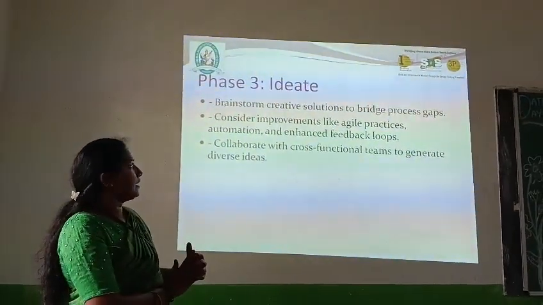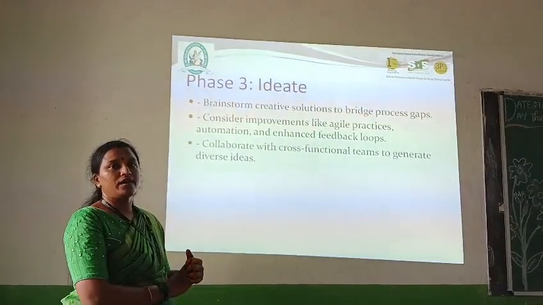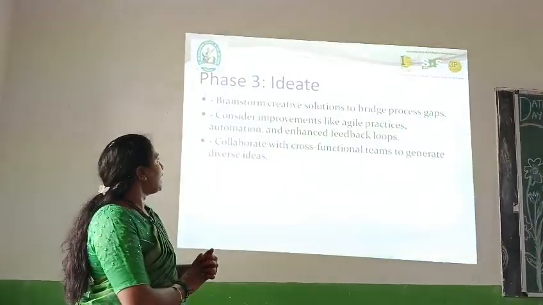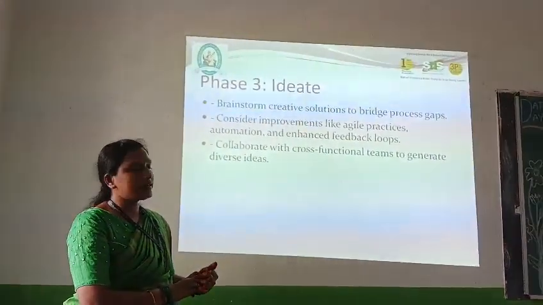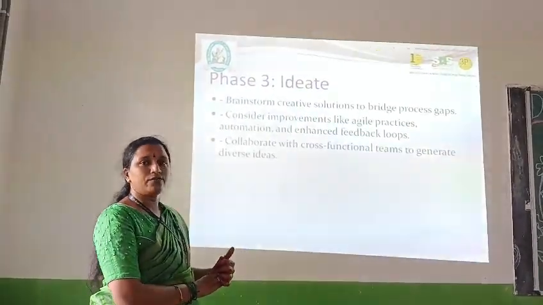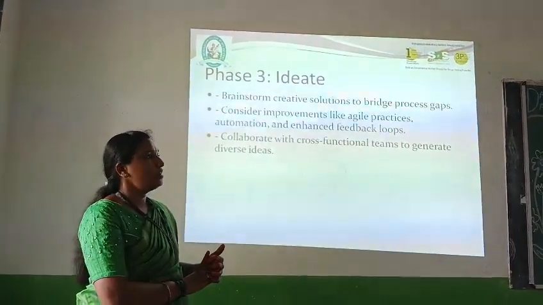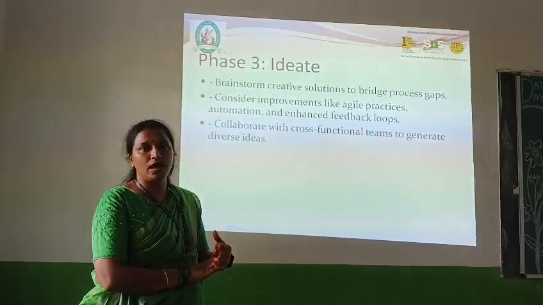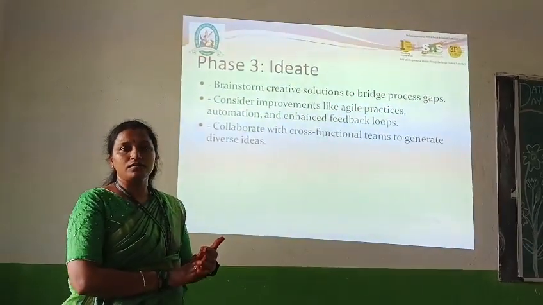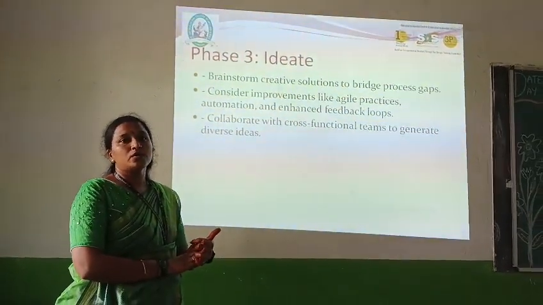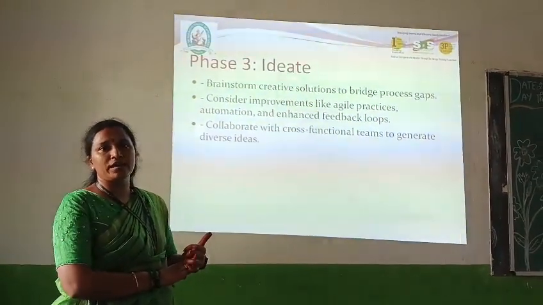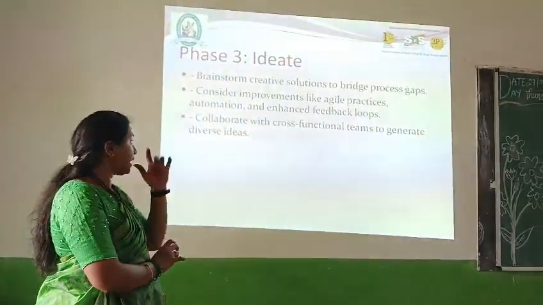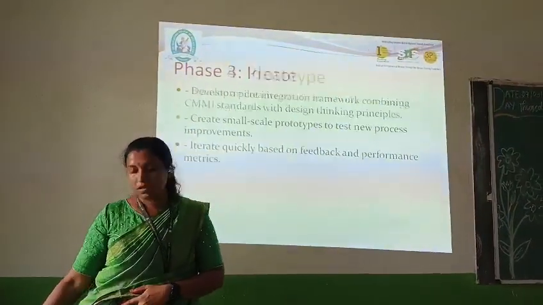And phase 3, ideate. Through this, we can create and innovate different things for bridging process gaps. And second one, through this, agile practice will bring automation, and feedback loops will be gathered from the customer. And the last one, collaboration is very important. Through this collaboration, we can identify what things and tools are needed and how we can create and innovate. Through this innovation, we can create our software through CMMI.